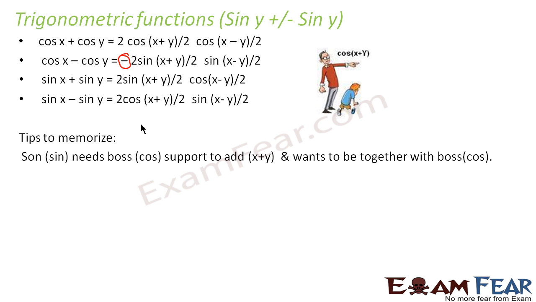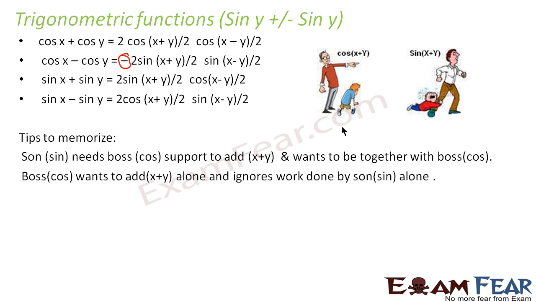Sun needs boss's support, so he wants some part to be done by sun, some part to be done by boss, where boss wants to do things alone. So we'll say boss of x, boss of y minus sun of x, sun of y. So here also you see when boss is asking for addition, boss of x plus boss of y, since here both the actors are boss, we'll have boss into boss. In the second case we have boss minus boss, minus is there, so that means both the work is done by sun.